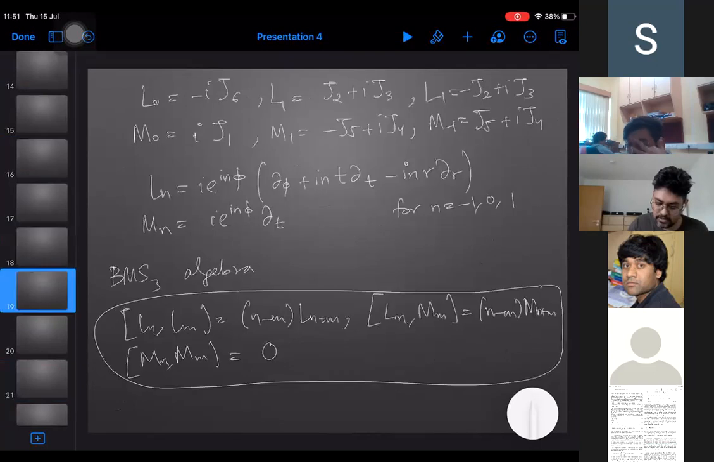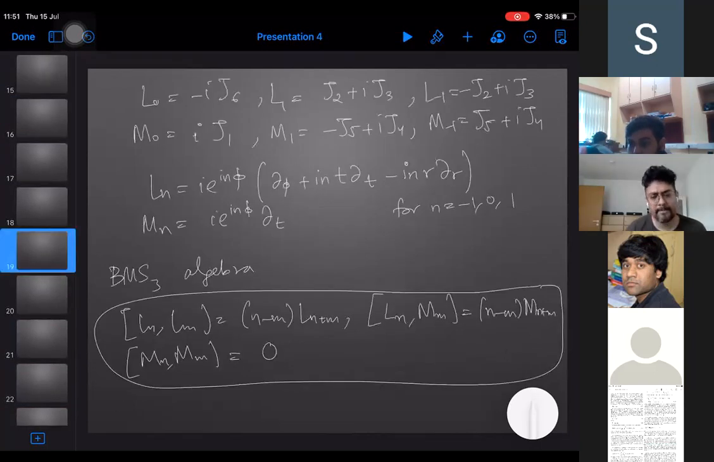Yes. So in this case, do you get, for example, these Ln and Mn which you have defined? So these Ln and Mn, are they for arbitrary integers or just -1, 0, and 1? No, first you define for -1, 0, and 1, but if you look at this algebra and do it for any integer value of n, it closes.